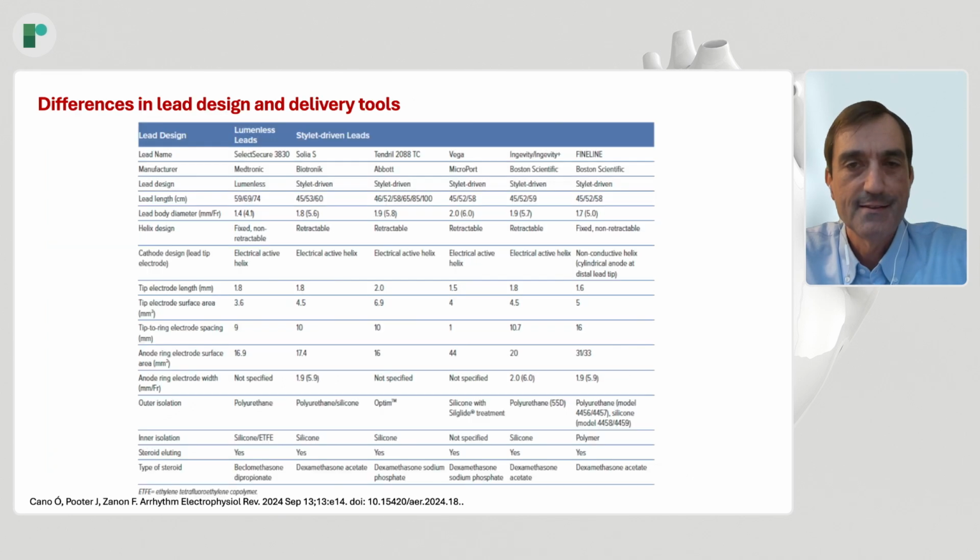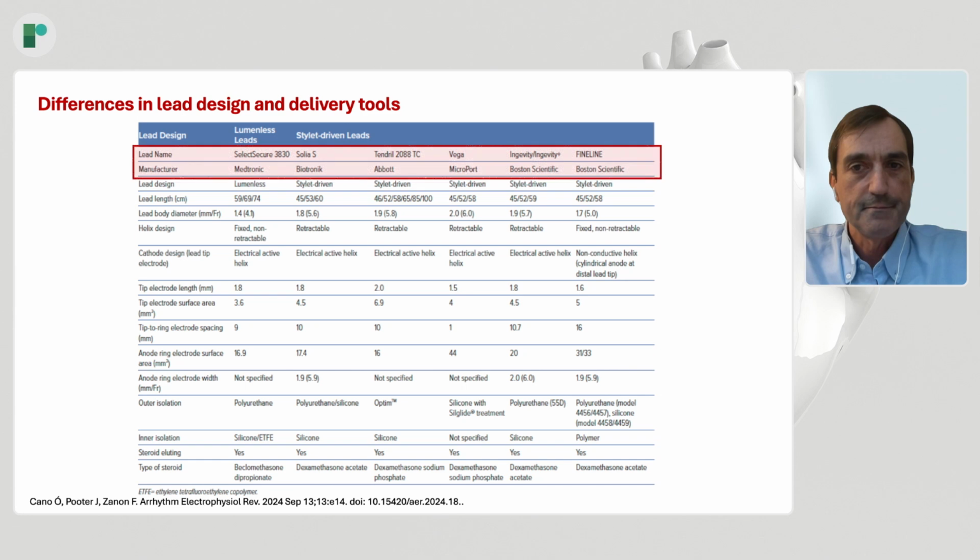We have to be aware that the lead design and the structure of stylet-driven leads is going to be significantly different in comparison with the lumenless leads. Basically, most of the stylet-driven leads are going to have an extendable and retractable helix with a tip electrode, which is the active electrode, ranging from 1.5 millimeters of length up to 2 millimeters.